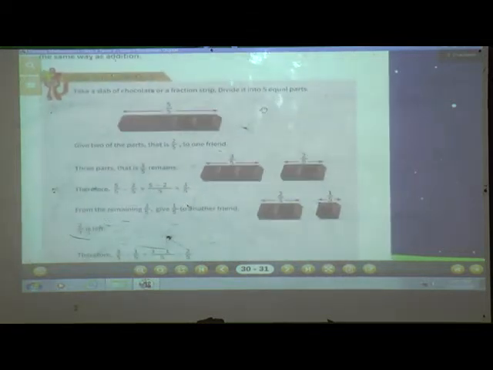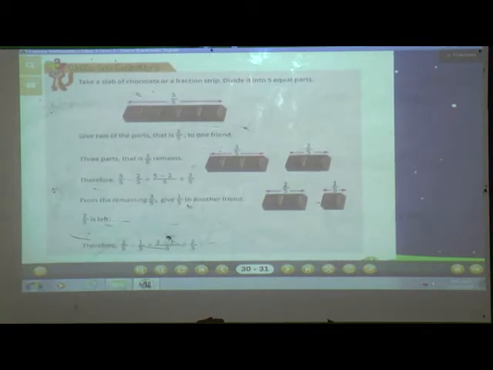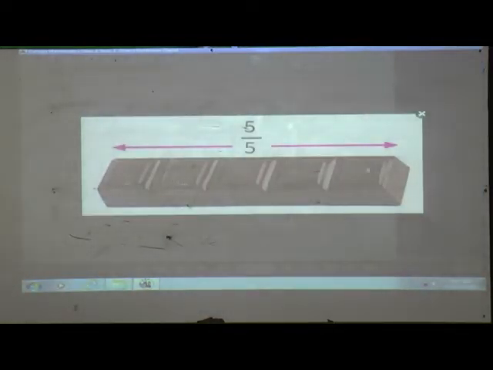Now we will see one activity. Take a slab of chocolate or a fraction strip, divide it into 5 equal parts. Now here you can see one chocolate is there. Now this whole chocolate you have to divide into 5 equal parts. Here you can say this chocolate is divided into 5 parts: 1, 2, 3, 4, 5. So the fraction of this chocolate is 5 by 5.